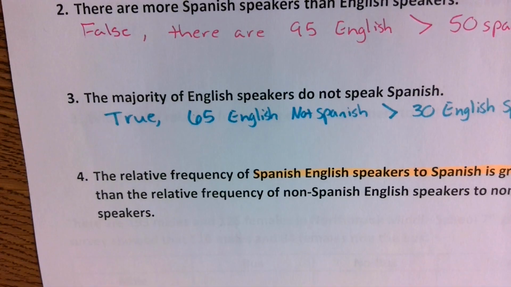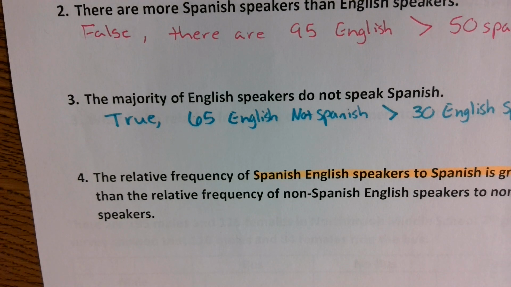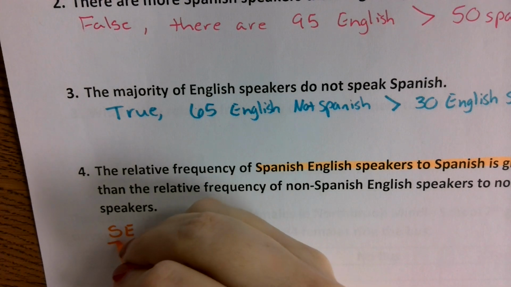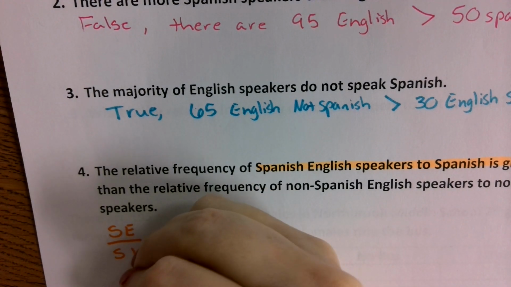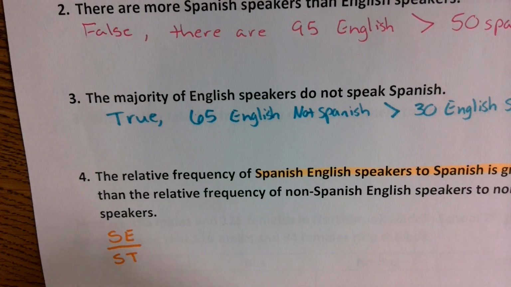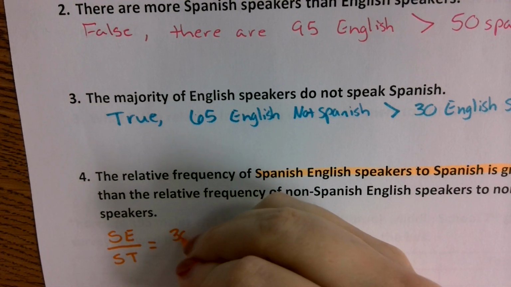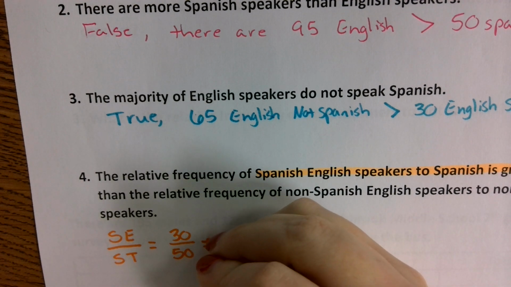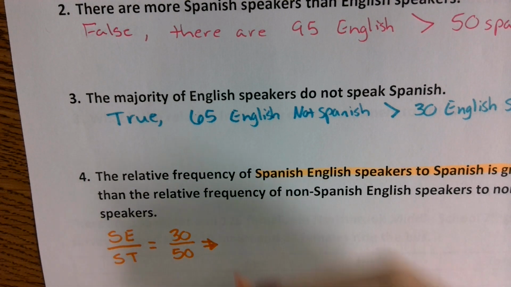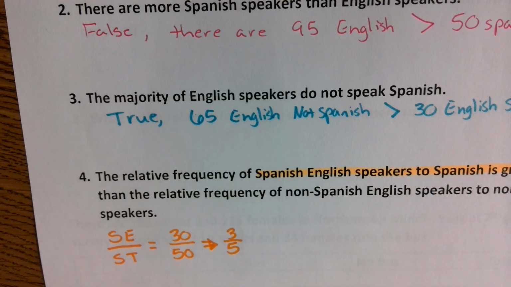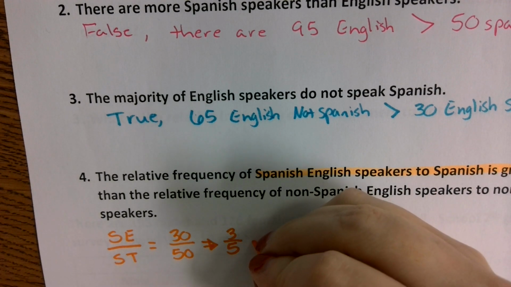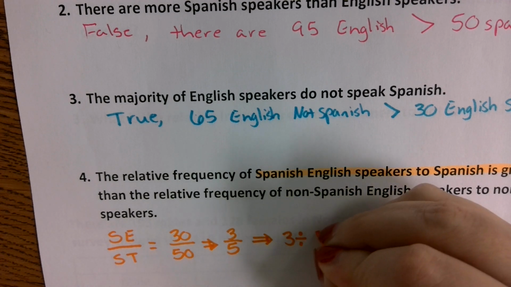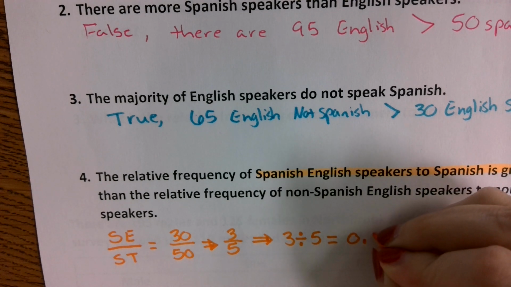We're going to set it up as a fraction. So this would be our Spanish English speakers over our Spanish total. So our Spanish English speakers was 30 over our total, which was 50. Of course, you always want to simplify your fractions. That can simplify to 3 over 5. And then you want to convert it. You can convert it by dividing. You can take 3 and divide it by 5, and that's going to come out to 0.6.